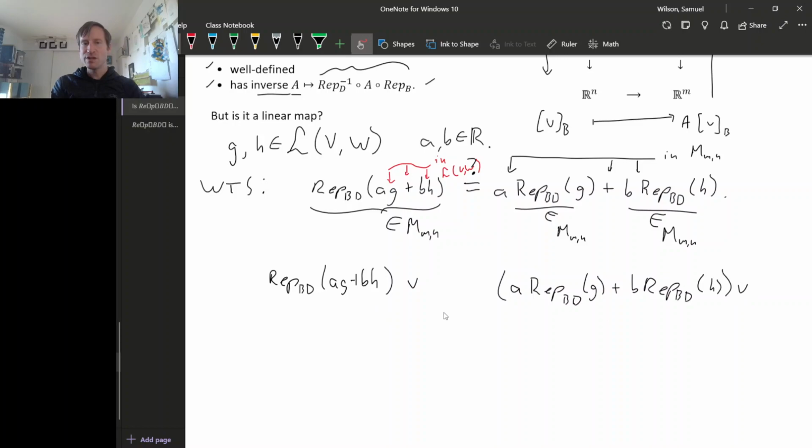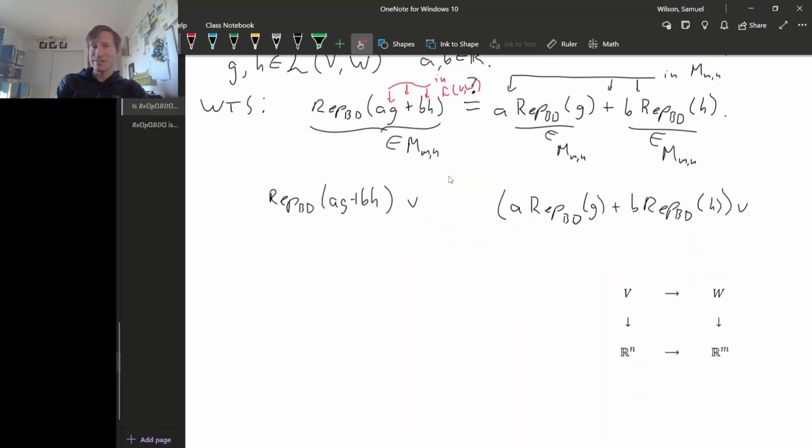So if we can show that these two are equal no matter what the vector v is, then we're done. As we do this, keep in mind that this vector v is, based on notation, you'd assume it's in the vector space capital V, but it's actually in Rn, right? So we're living down here. It has to live in Rn or else this matrix vector product isn't defined.